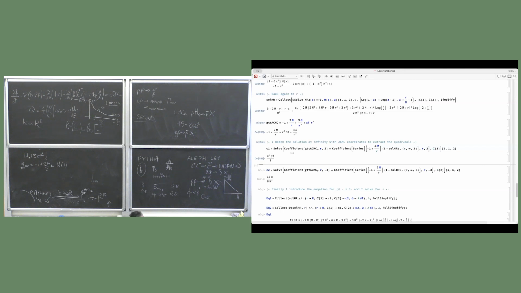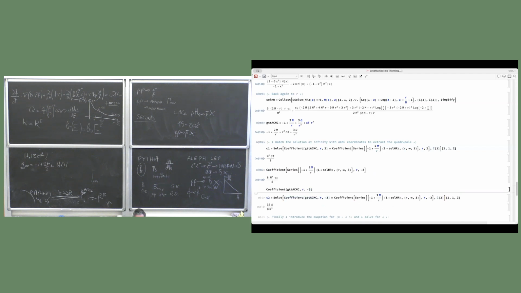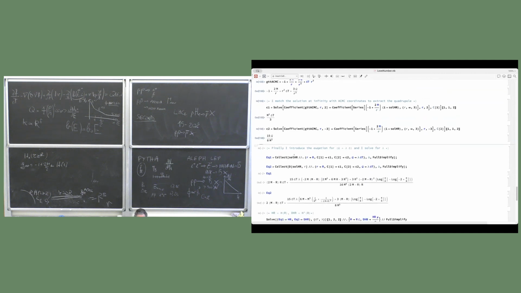And I can do the same for the decaying solution. So again, I construct the GTT, I expand for large r, and now I take the coefficient which decays as 1 over r cubed, which is this guy here, and I want to equate this with the term in the asymptotically Cartesian mass-centered metric which decays as 1 over r cubed, which is proportional to the quadrupole. I solve algebraically for it, and I get that the second integration constant is related to the quadrupole moment. And that's it.